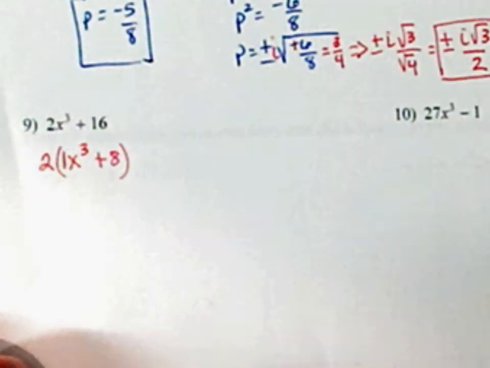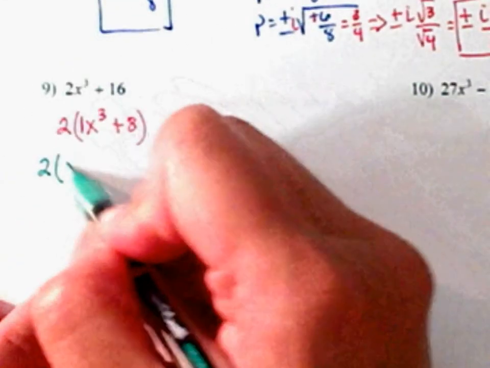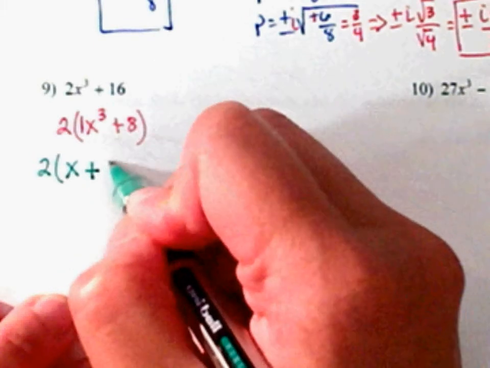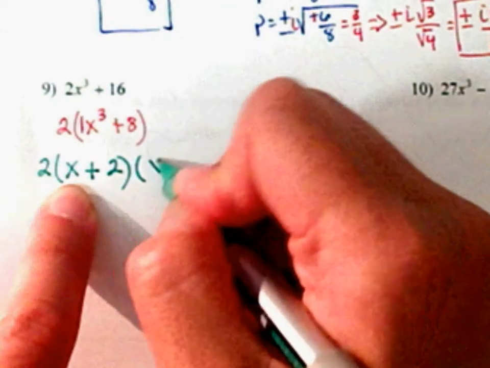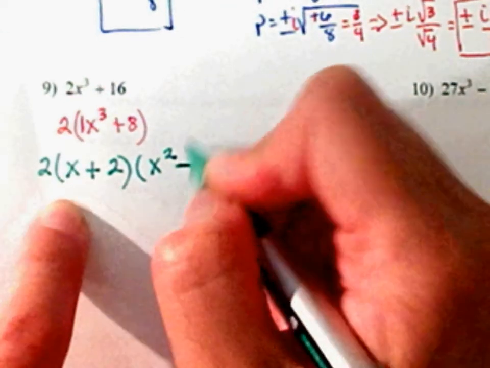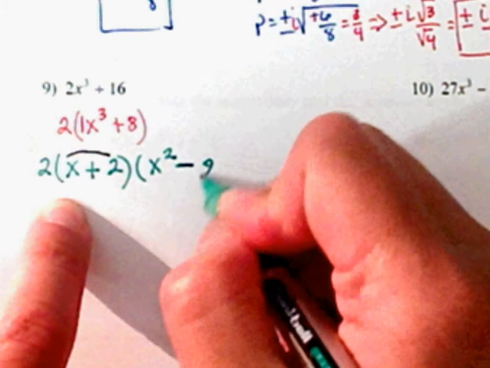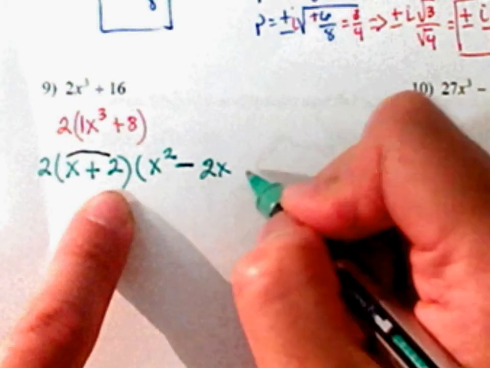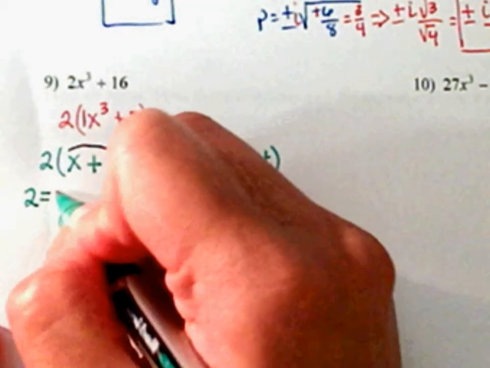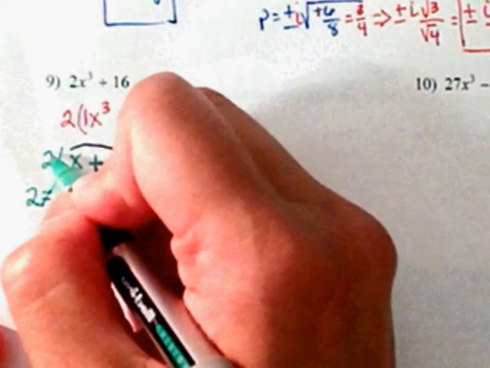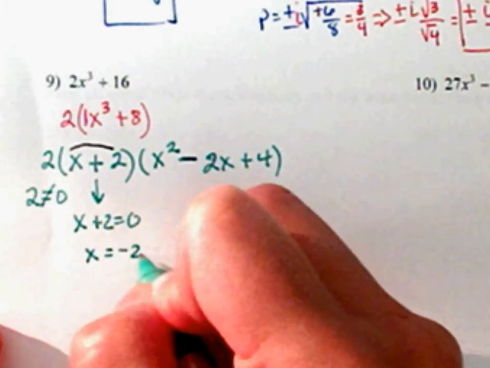So, bring down your 2. Cube root of x to the third is x. Keep the plus. Cube root of 8 is 2. Okay? Square this one. x squared is x squared. If this is a plus, becomes a minus. And then you're going to multiply 1x times 2, which is 2x. 2 squared is a 4. It's always a plus. Okay? Now solve. Bring this one down. 2 is never equal to 0. Ignored. Next one. x plus 2 is equal to 0. x is equal to negative 2.